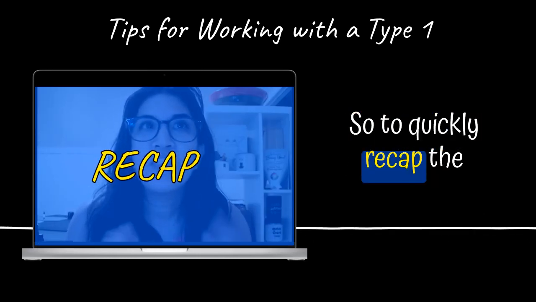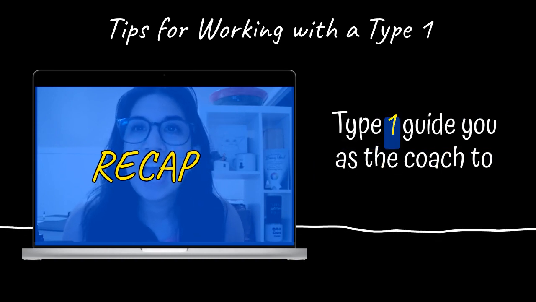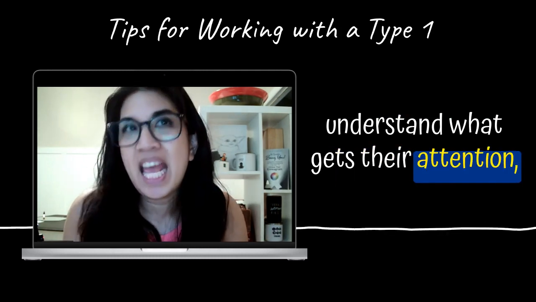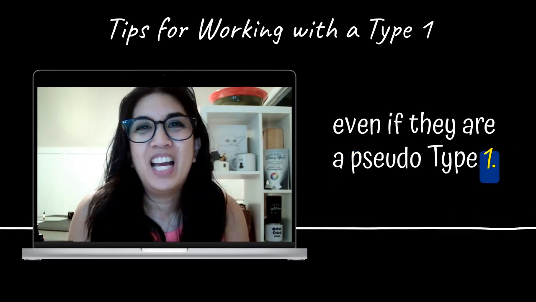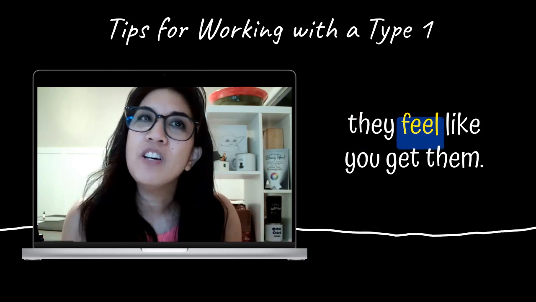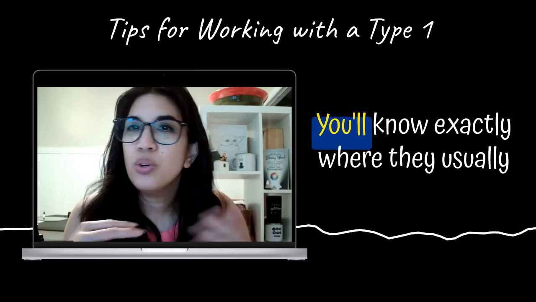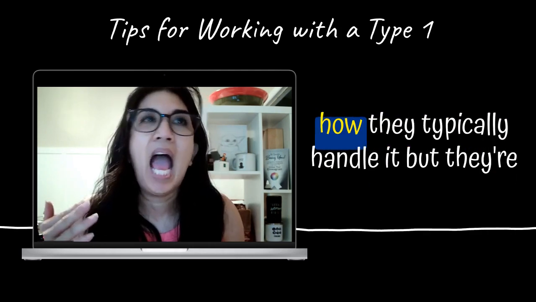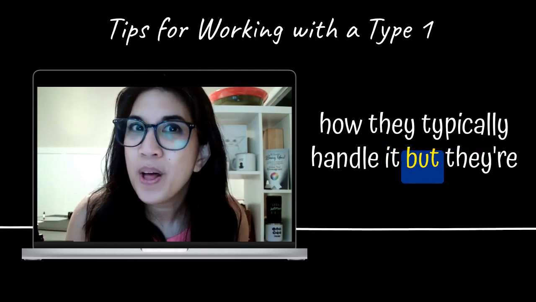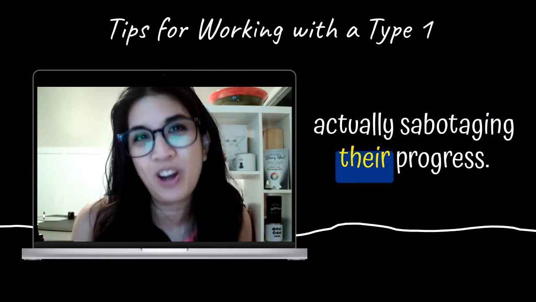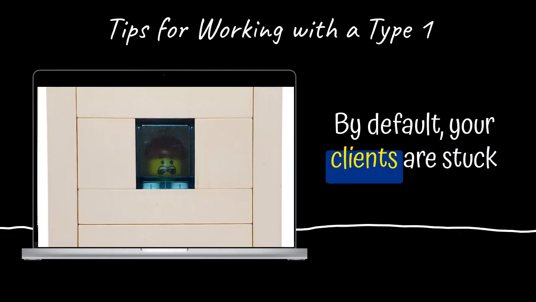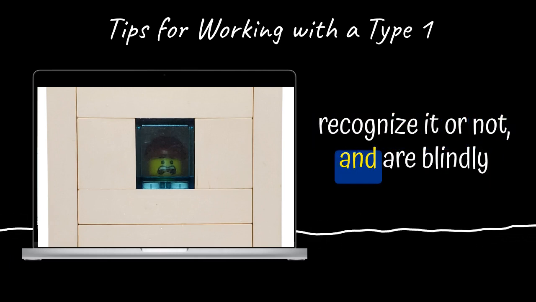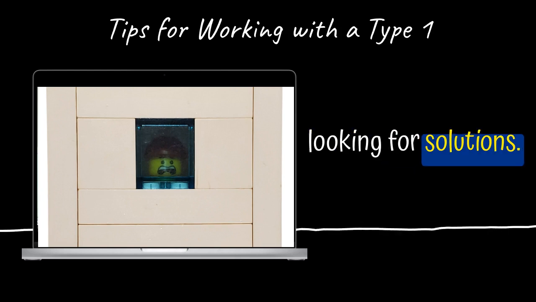So to quickly recap, the acknowledgement languages for the type 1 guide you as the coach to understand what gets their attention, even if they are a pseudo type 1. You get their attention when they feel like you get them. You'll know exactly where they usually get stuck in, their limiting beliefs, and how they typically handle it, but they're actually sabotaging their progress. By default, your clients are stuck inside of a box, whether they recognize it or not, and are blindly looking for solutions.